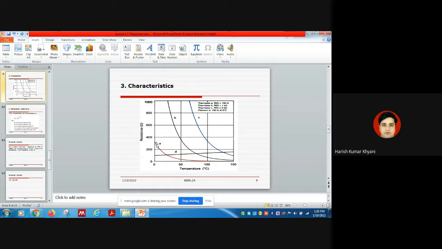We can see that thermistors are more sensitive towards the change in temperature and have large resistance values. So whenever a small change in temperature occurs, we can observe the change in resistance. That's why thermistors are more sensitive and are mainly used for precise measurement, right? The same characteristics we can see in the thermistors having characteristics B and C, right?